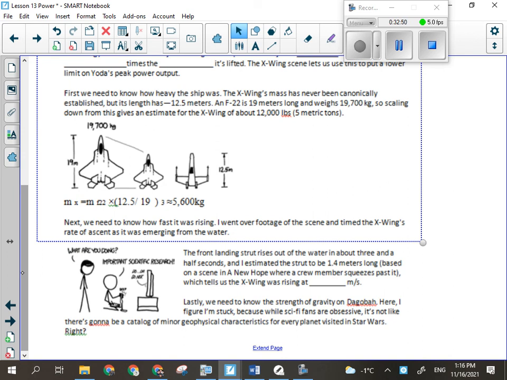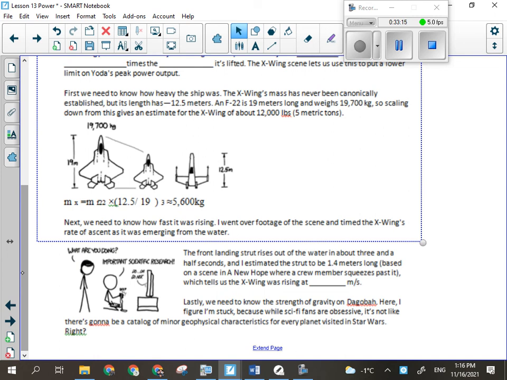Lastly, we need to know the strength of gravity on Dagobah, because this is not on Earth. Yoda lived on Dagobah. Now, here he figures he's pretty stuck because while sci-fi fans are obsessive, it's not like there's going to be a catalog of minor geophysical characteristics for every planet visited in the Star Wars universe. Wrong.